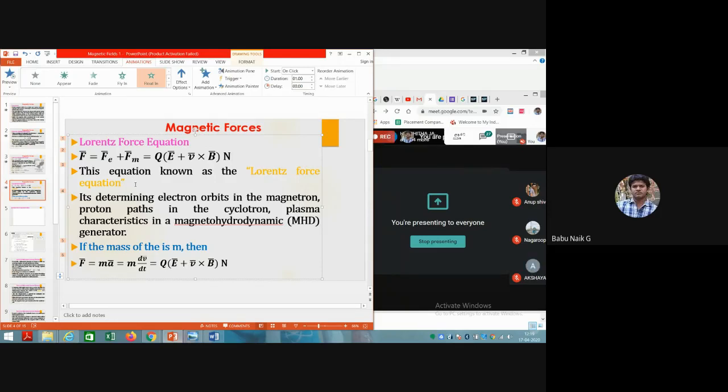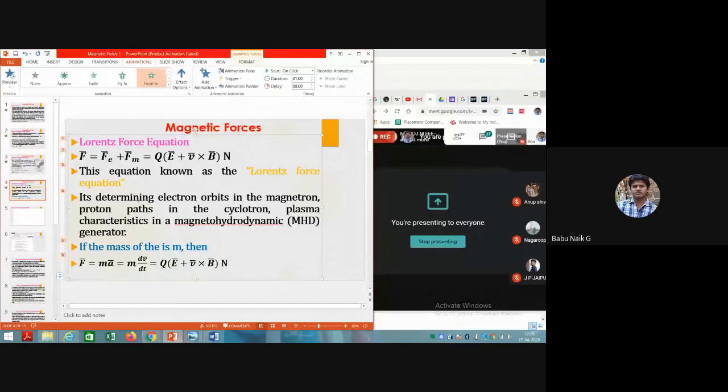This is the main thing for how we can calculate the force in any electromagnetic field. Both combinedly, what will be the force to be calculated. This is a very, very important formula, and further we'll be utilizing it more. So force can be calculated in electrostatic and magnetostatic, and this equation is the Lorentz force equation.